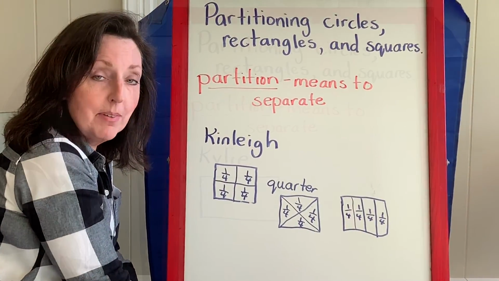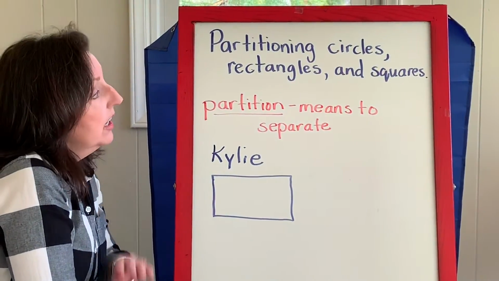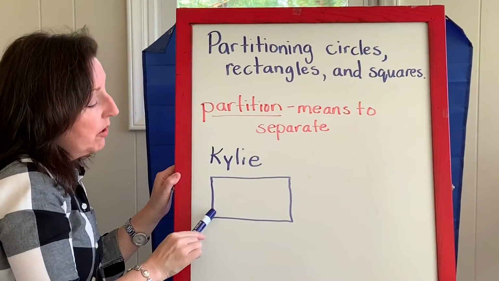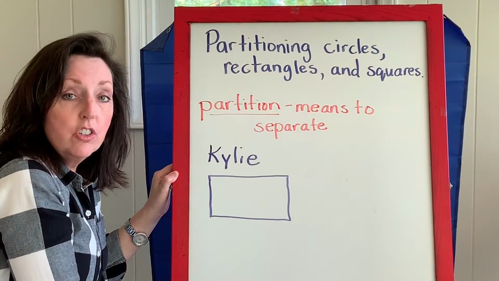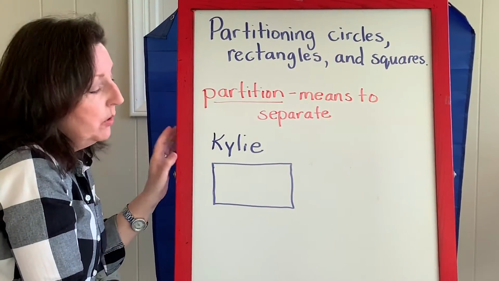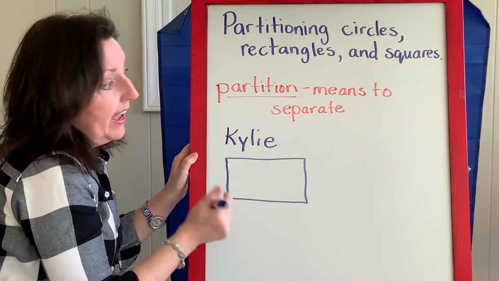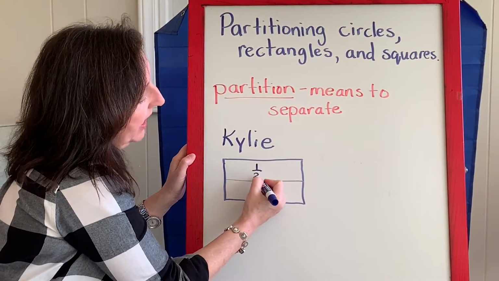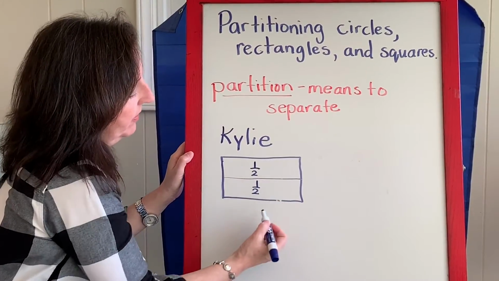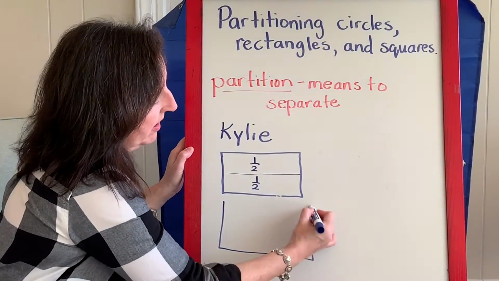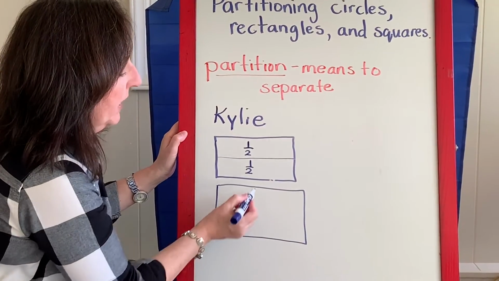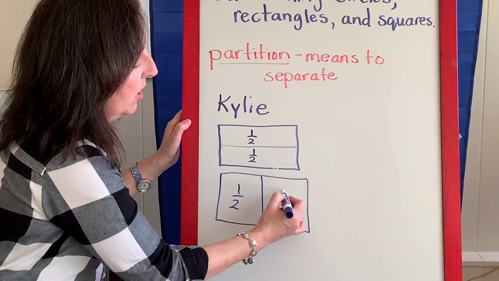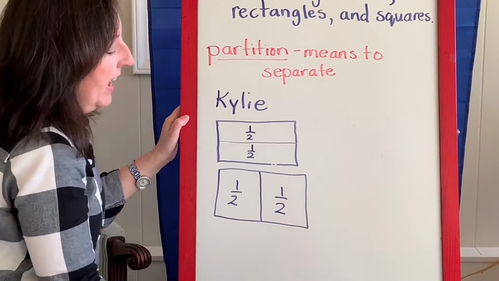Let's do another shape. It's Kylie's turn. Before we were doing circles and squares, let's jump back over here to our rectangle shape and let's partition our rectangle into 2 equal pieces, or 1/2s. We could draw a line straight across the middle. That's 1/2, that's 1/2. Let's come down here and draw another rectangle. We could draw a line straight down the middle this way and partition our rectangle 1/2 and 1/2.